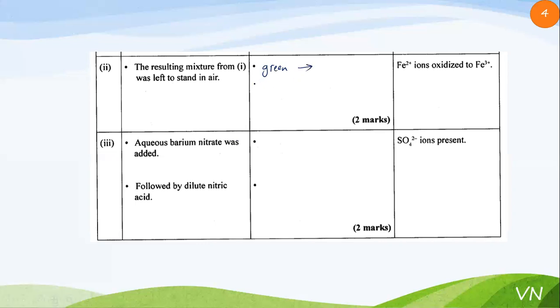So if it's changing to Fe3 plus ions, what is the color for the Fe3 plus ions? Good. So now it is going to be that red brown to brown color. All right. So the precipitate changes from green to brown. Or you could have said dirty green to red brown also, right? And that's another option.